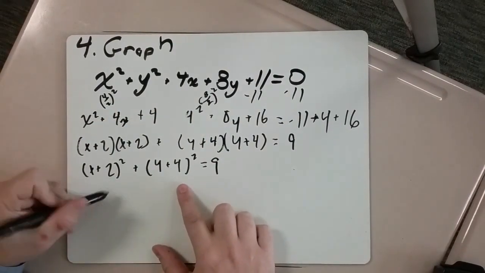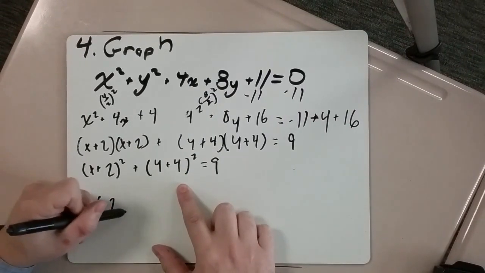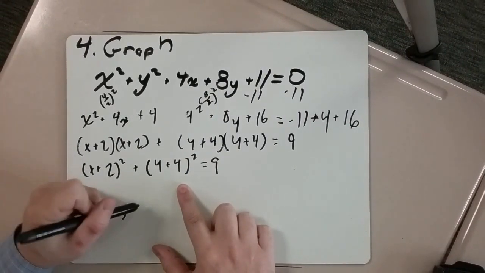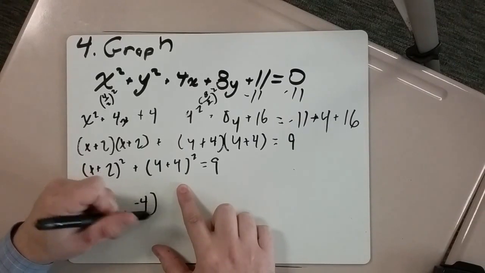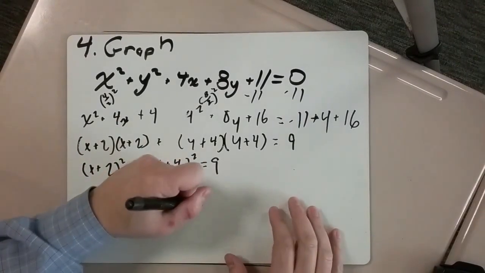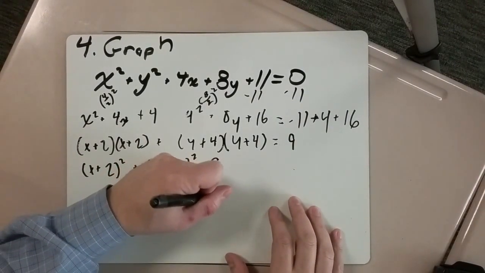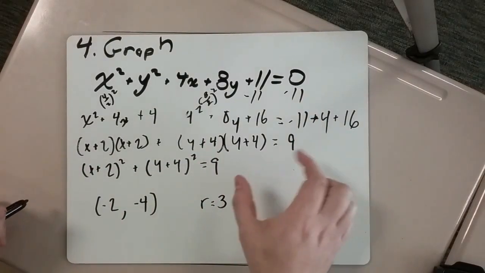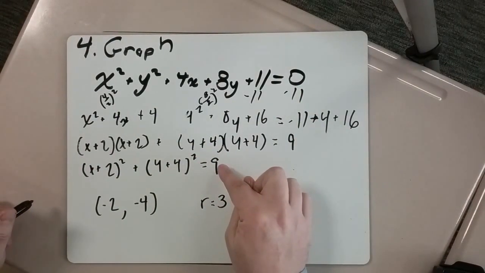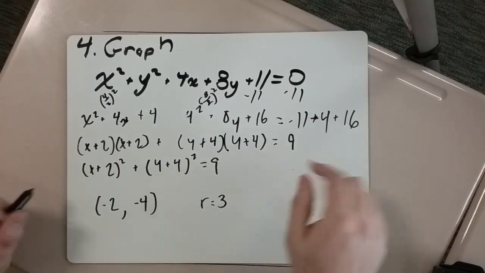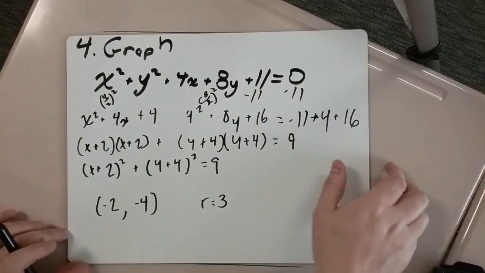My center is going to be negative 2 and negative 4. And my radius is going to be 3 because I have to square root that. Remember, the standard form is r squared, so I have to square root it. All right, let's graph this.